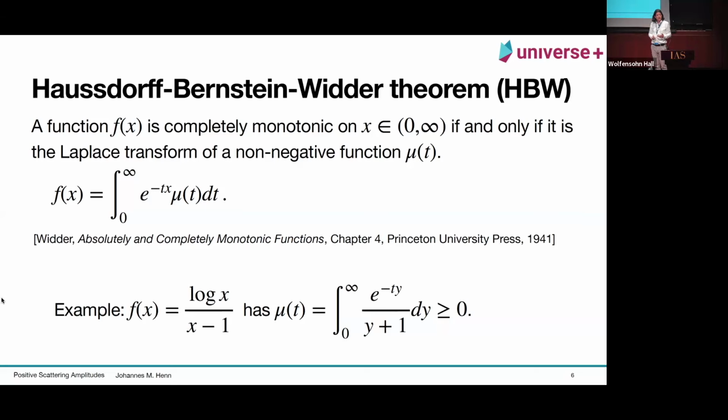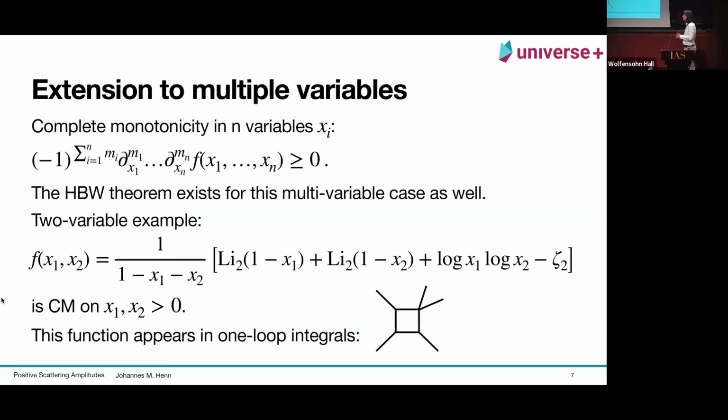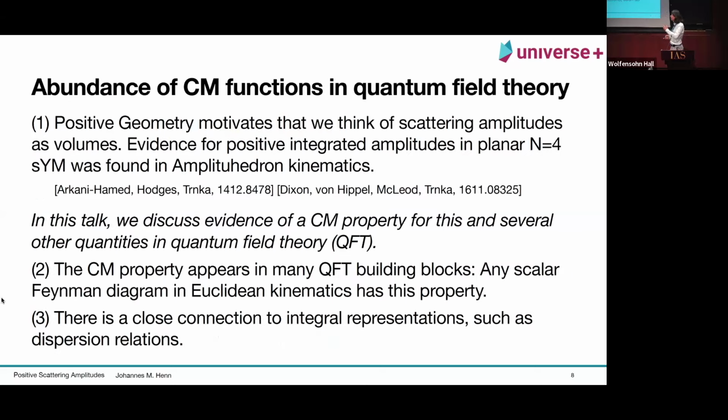Now, there's also a multivariable generalization of this theorem and of the definition. It's very straightforward. You just say for a multivariable function, any sign derivative has to be non-negative. And here's an example which some of you might recognize from this one-mass easy Feynman diagram. It's already a rather non-trivial function of dilogarithms and logarithms. And I claim that this is completely monotonic for any positive values of the parameters. We've seen a little bit how to prove that, or one way of proving it.